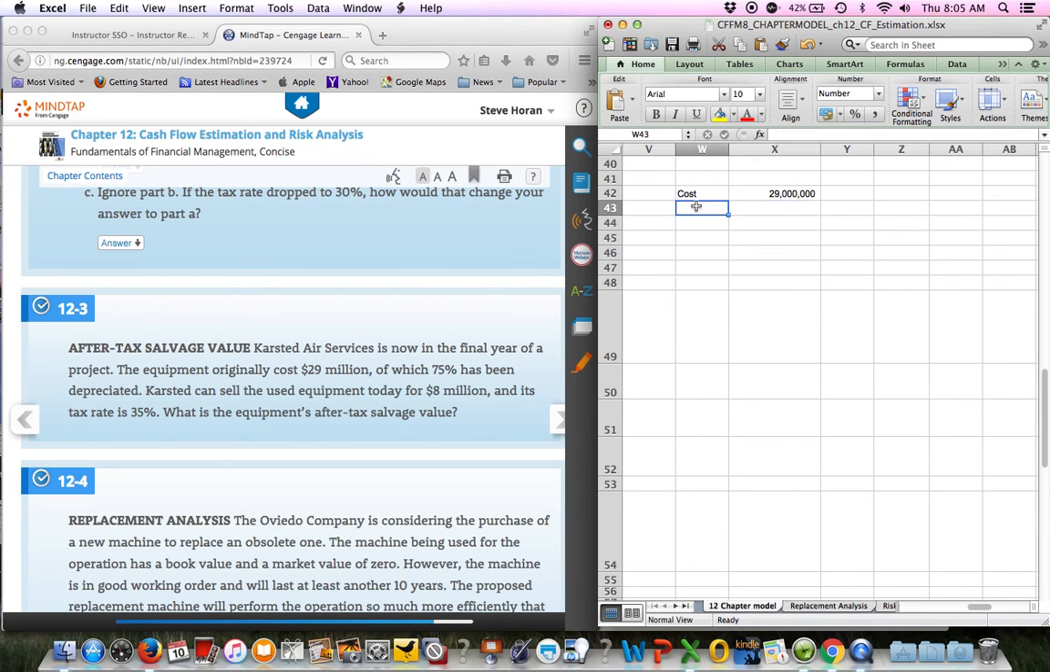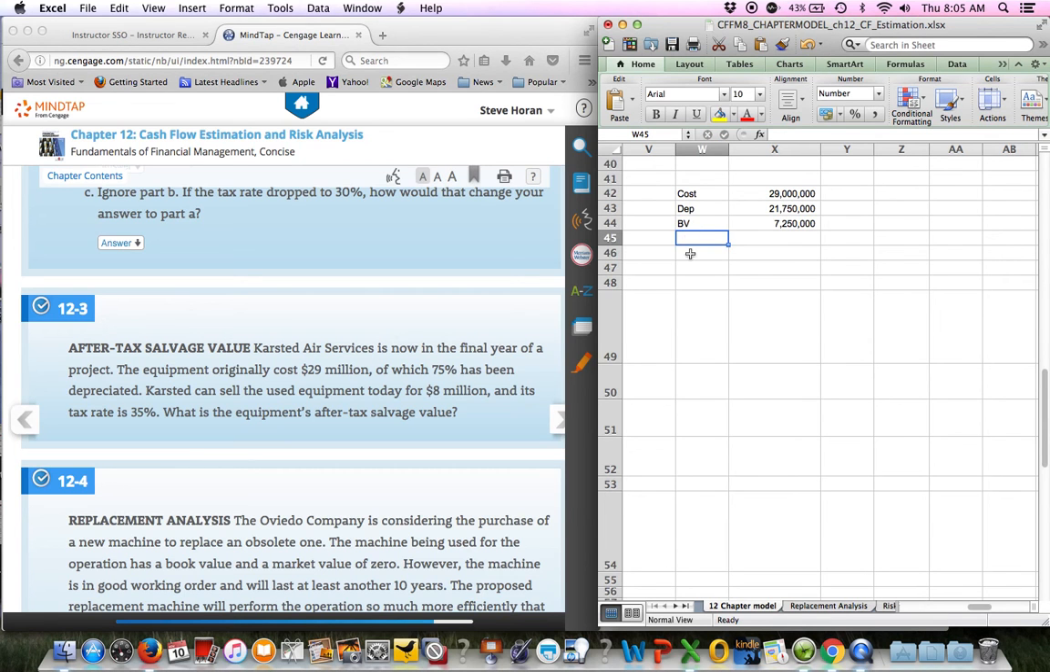The depreciation on that is 75%. So I'm going to go plus 0.75, and then multiply that by 29 million, and I get 21,750. So everybody should see that cost minus depreciation of an asset is the asset's book value. So I'm going to type in BV for book value. So there's my book value.